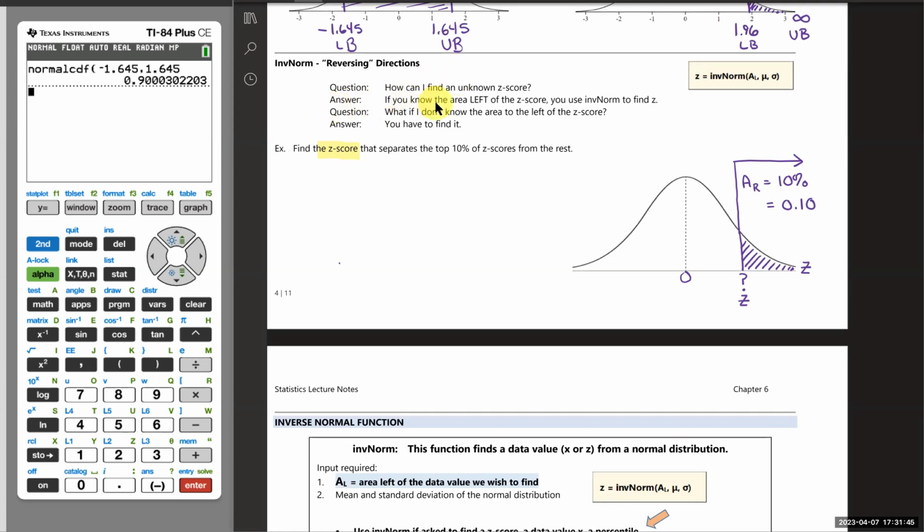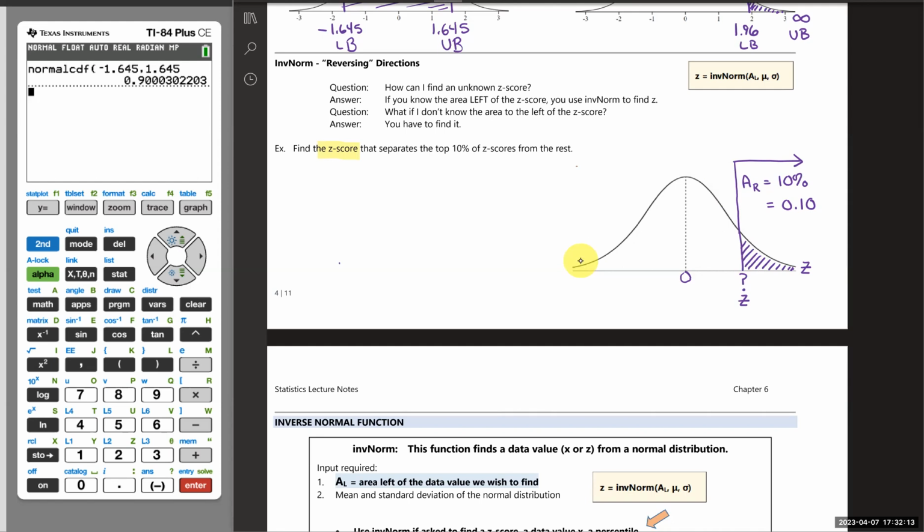So the question is, how do I find an unknown z-score? The answer is, if you know the area left of the z-score, we can use this function inverse norm. But it requires us to know the area to the left of the z-score, and we don't know that. We know that we're looking for a z-score, and the area to the right of it is 10%, but we haven't gotten any information yet about left of it.